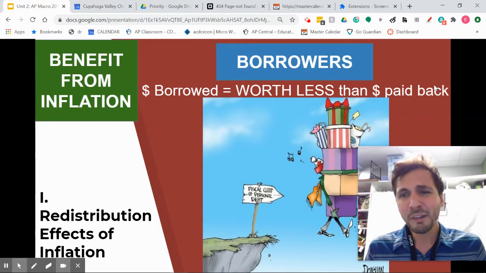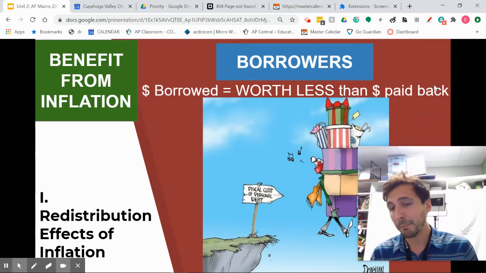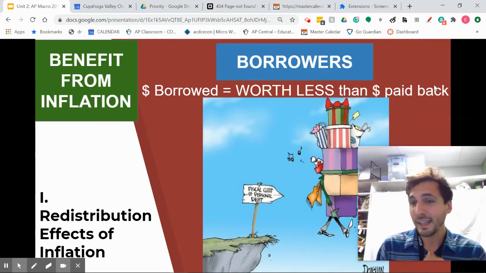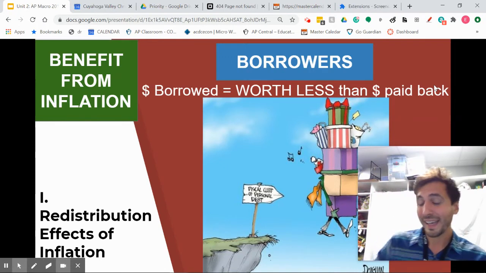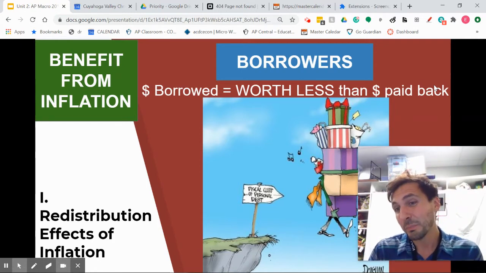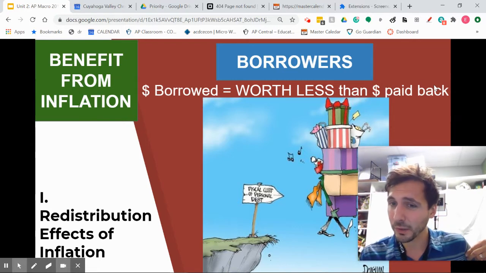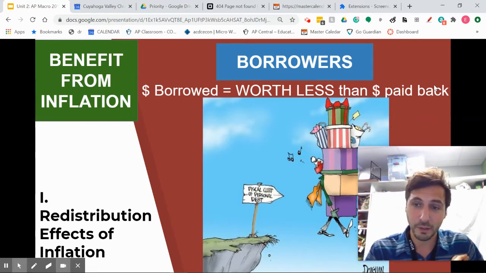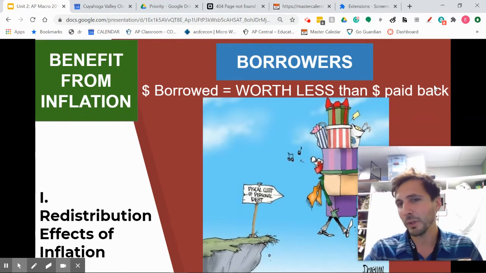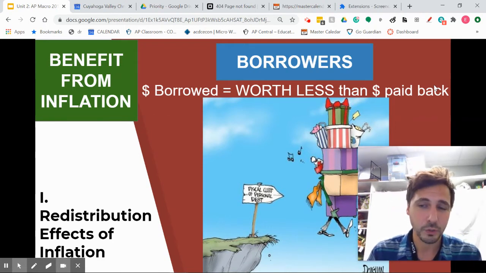Also, we have borrowers. Remember, lenders are hurt by this, which means that borrowers are helped. I borrow money at the front end that has maximum buying power. At the end of this loan, I pay it back, but the money I pay back is actually worth less than the money I borrowed earlier. So I got more buying power on the front end than the buying power I give back to them. But of course, that is mitigated through raising interest rates to something we call the nominal interest rate.